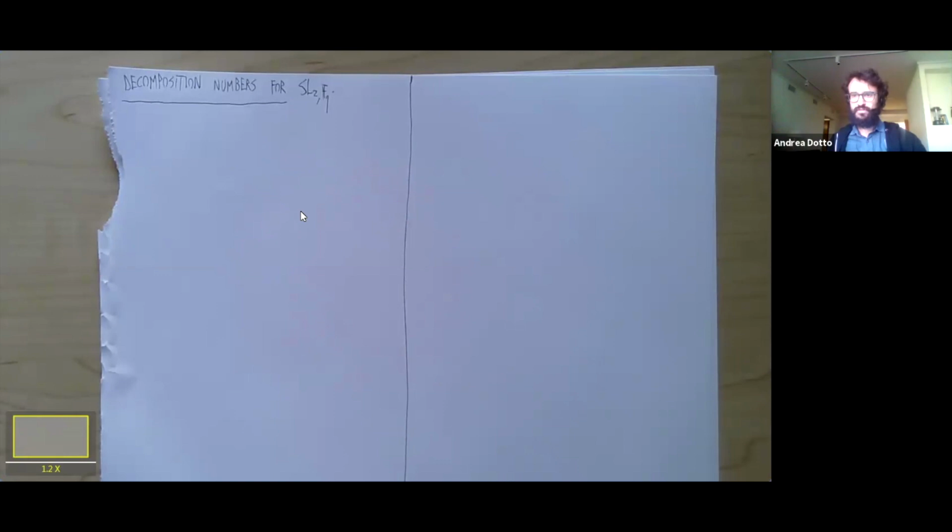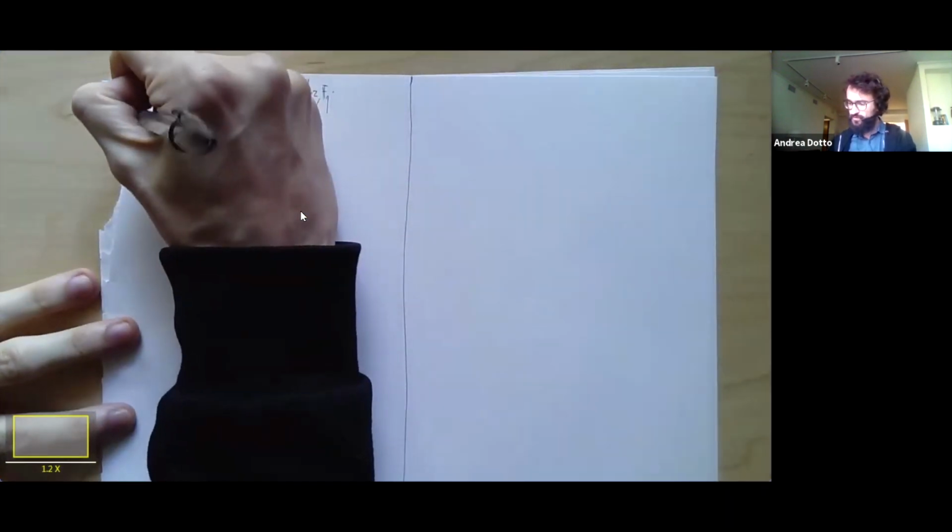Okay, so thank you all very much for tuning in on such a momentous day. My job today is to discuss the decomposition numbers in natural characteristic for the group SL2 over F_q. Before I get started with what exactly I want to do in this talk, let me just set some notation.